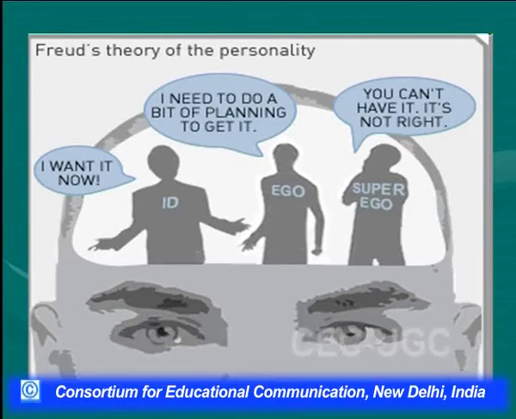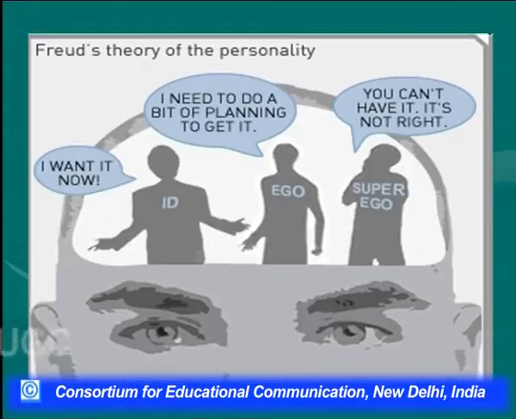The id says, I want it now. I gave you an example of an infant. The infant will start crying if he is hungry, and till the time he gets the milk, he'll keep on crying. And if the id is failed, it results in anxiety and bad behavior, etc. Whereas if you enter the ego part of the human mind, as far as the personality is concerned, the reasoning comes into play. That is, I need to do a bit of planning to get it.